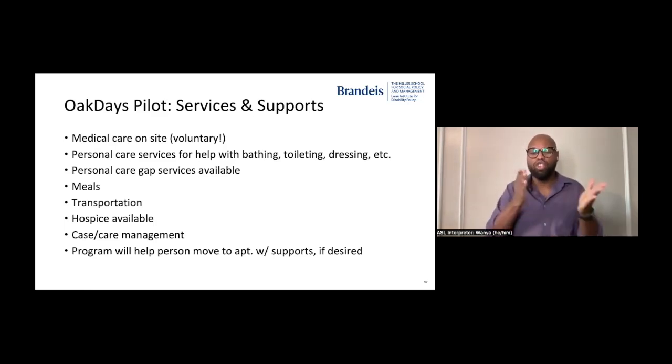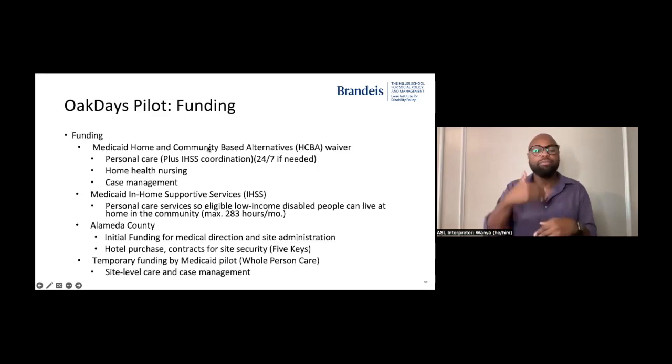Okay, next slide, please. So the funding for Oak Days comes from 4 basic sources: the Medicaid home and community-based alternatives waiver, which pays for up to 24/7 personal care if needed, some home health, nursing, case management, and so on. Healthcare was provided through California's Medicaid healthcare program called Medi-Cal. Medicaid in-home supportive services also paid for self-directed personal care services up to a maximum of 283 hours a month.